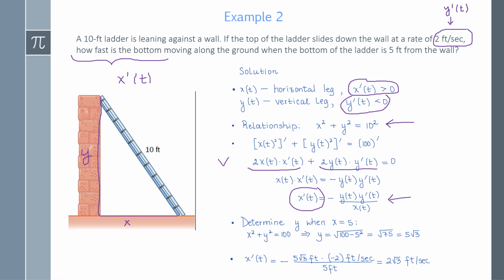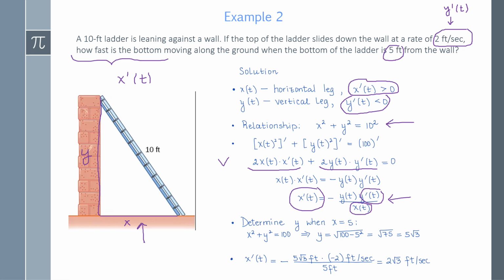Okay, now what else do we need to know? Well, we are also given that we want to find that rate of change when the bottom of the ladder is 5 feet away from the wall. So they're talking about this distance right here. Okay, so that will be x(t). Okay, so we have y'(t), we have x(t). What about y(t)? So that's the next step.